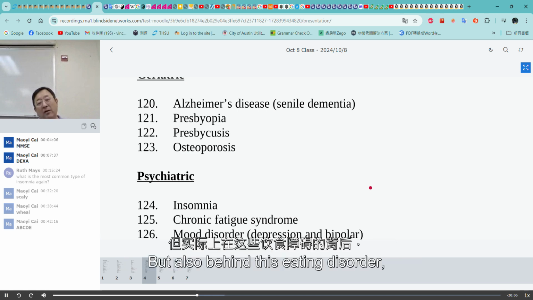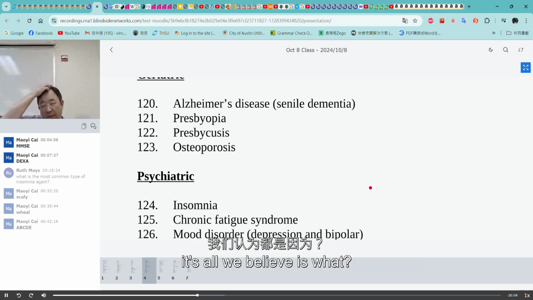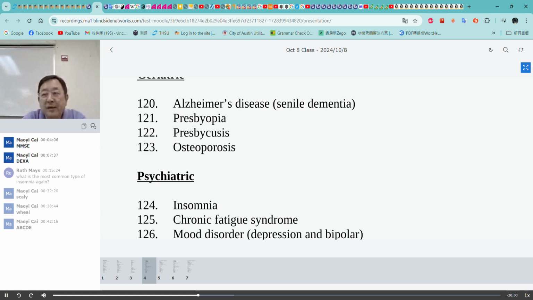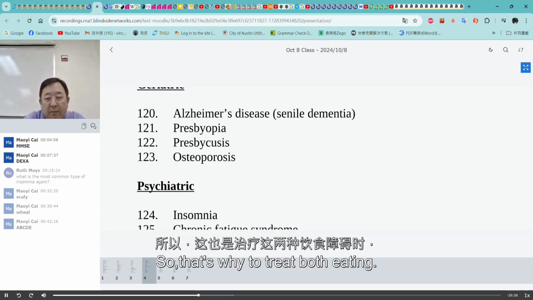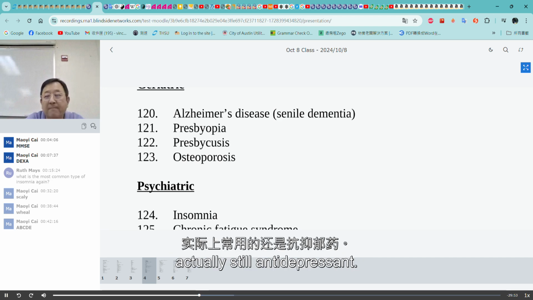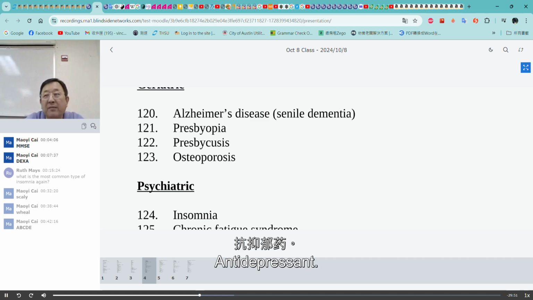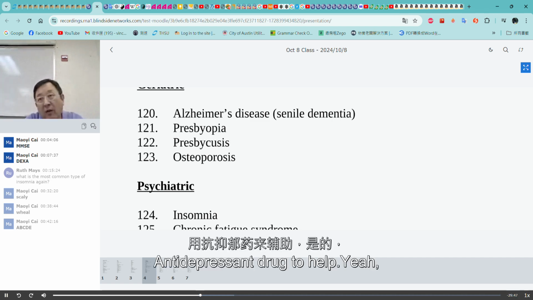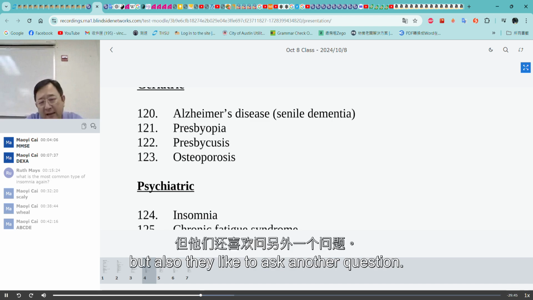Okay? But also behind this eating disorder is, we believe, actually related with the mental conditions. So that's why to treat both eating disorders, we use what drug? Actually still antidepressant. So use the same what? Antidepressant drug to help.